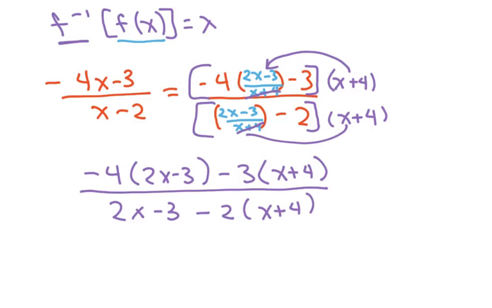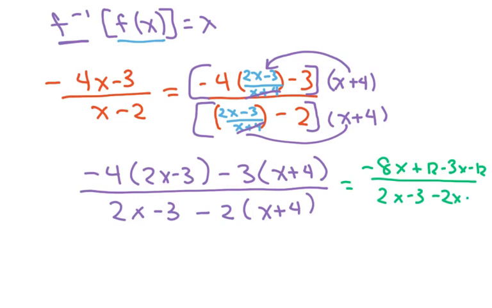And let's clean this up. Get negative 8x plus 12 minus 3x minus 12 over 2x minus 3 minus 2x minus 8. Now what happens a lot of times is when you compose, you should get the same thing. So the 12's cancel here, the 2x's cancel here, that's an 8. So we're going to get negative 11x over negative 11, and that equals x.